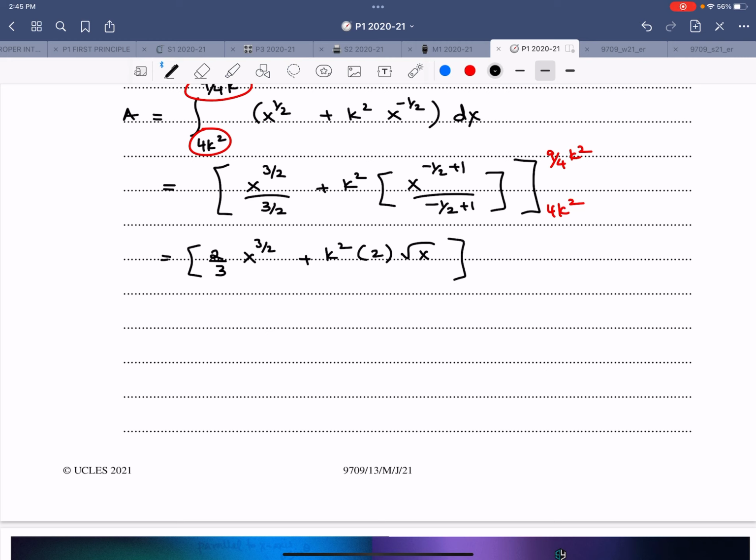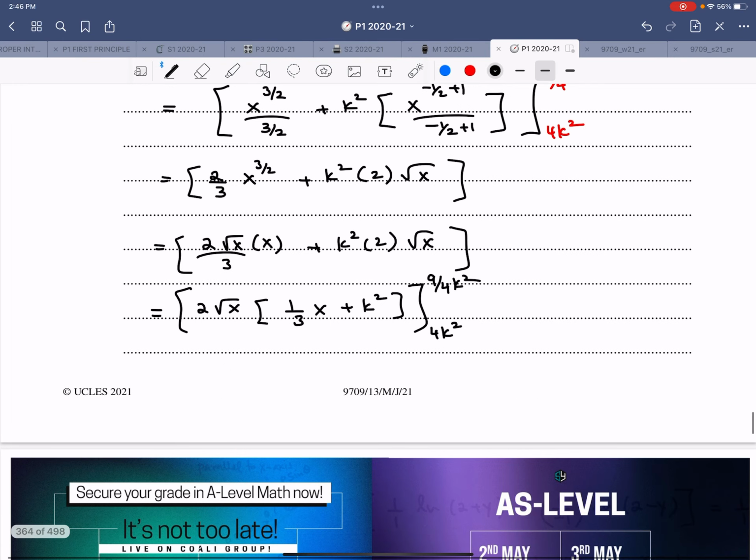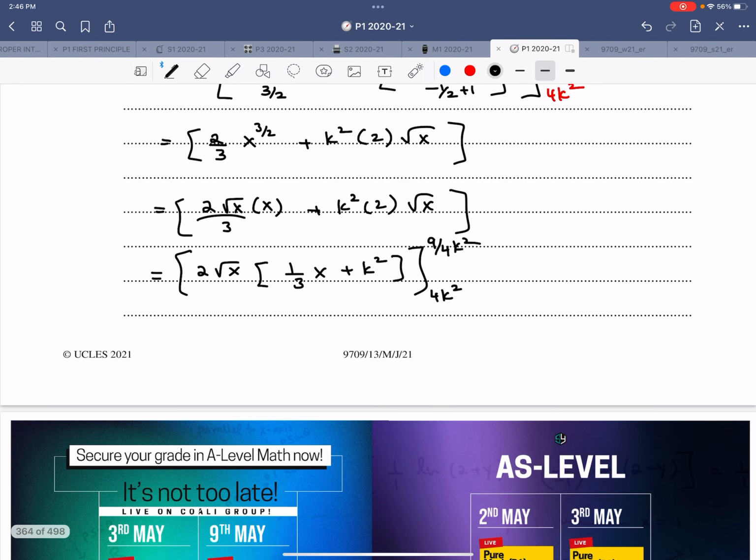Now let me write it even more. Root x and x divided by 3, k square into 2 into root x. So before I substitute, let me take something common out. This is 2 root x, this is 1/3 x, and this becomes k square. Now when you plug it in, that's 4k square, this is 9 over 4k square. So let me just focus on this. 4k square, we already took out the square root, that comes out to be 2k. And 9 over 4k square, when we take out the square root, that would become 3 over 2k.